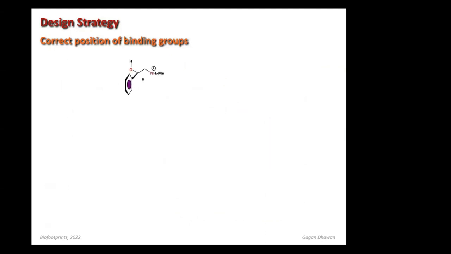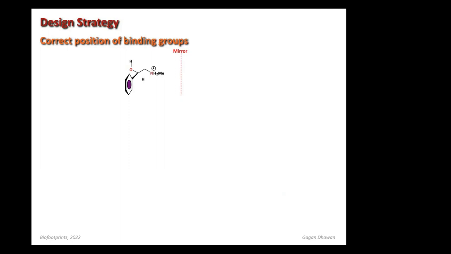So now look at this molecule. You have all the three functional groups: the hydroxyl group, the positively charged nitrogen, and the phenyl group. Because I'm taking you through how to develop a machine learner. This is what I want to teach you today. I hope you will learn and you will be able to do it by yourself also.